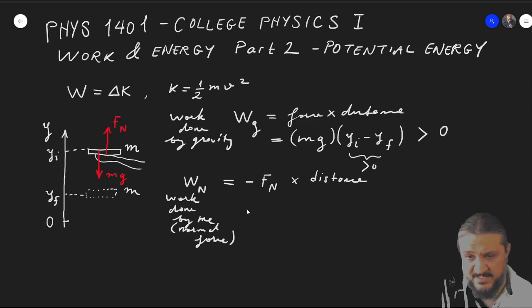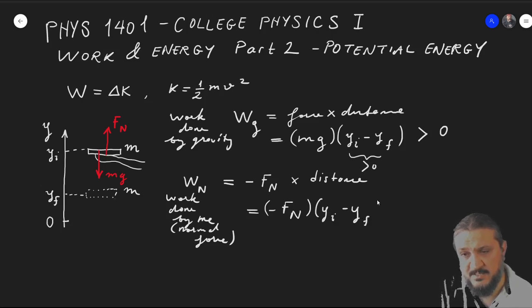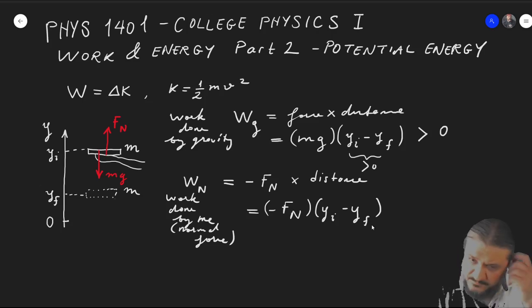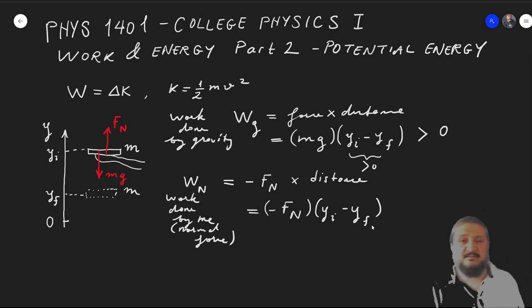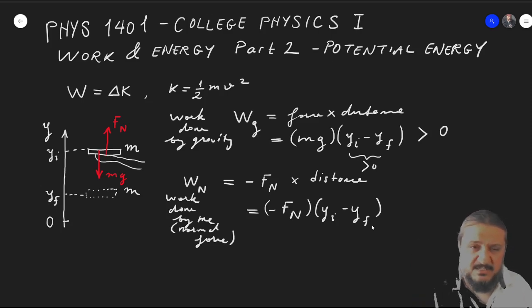Which I call distance again. So I will have here negative Fn times, this negative comes from cosine 180, right? Negative Fn times, again, yi minus yf. All right? And what is Fn? Remember I said in the beginning, this happens gradually. There's no acceleration. So the net force on the object is 0, which means Fn is mg.